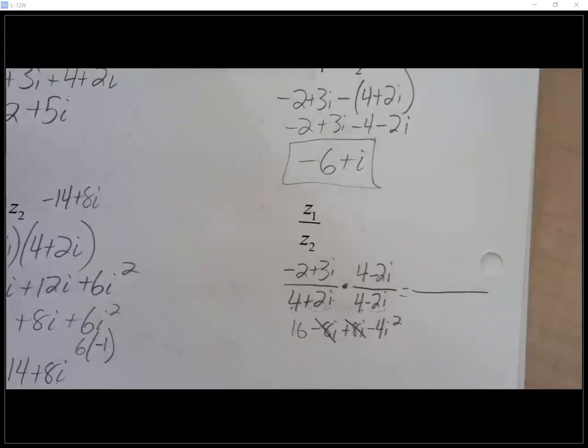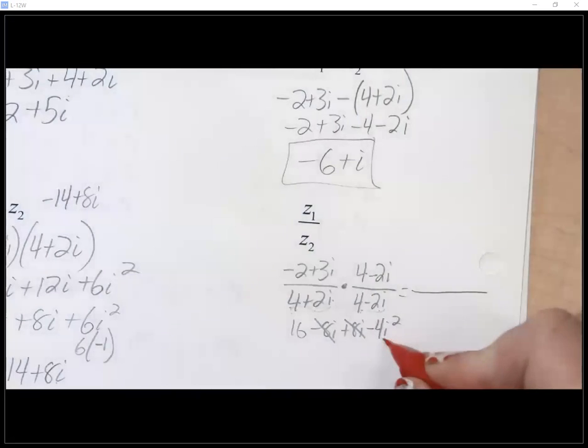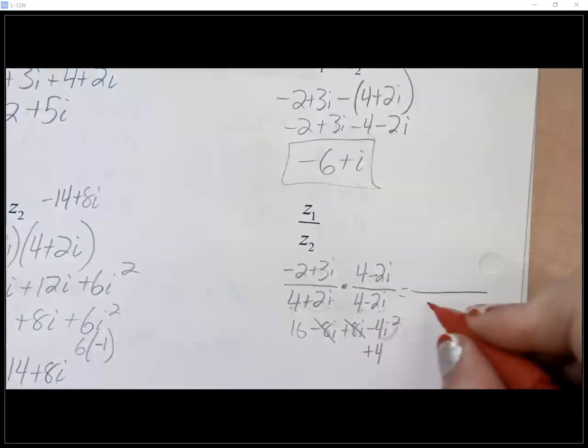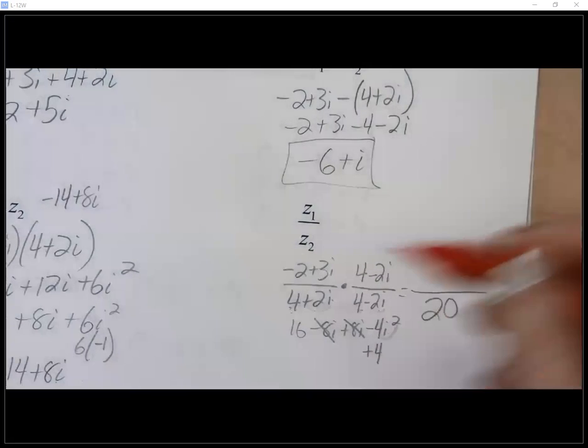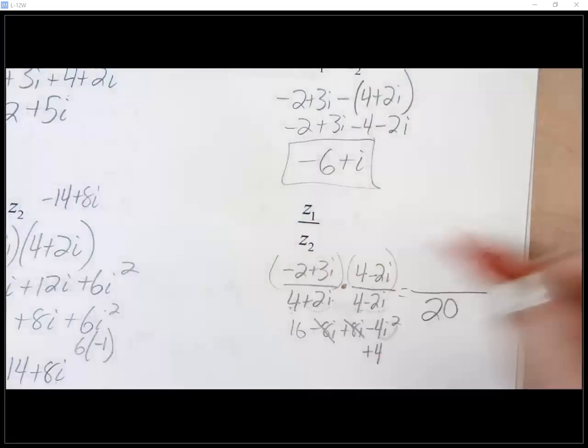Yes. -1. This i squared turns into a -1. So you have -4 times -1. That's really a +4. So my whole denominator is really now just a 20. And now we just got to multiply those numerators. This could have i left in it, probably will.